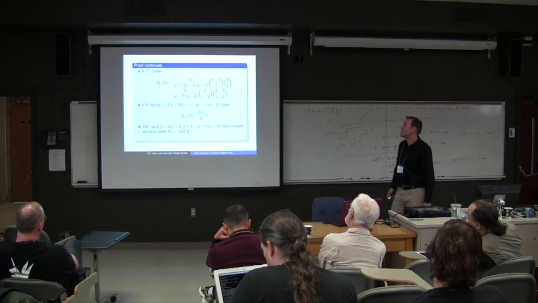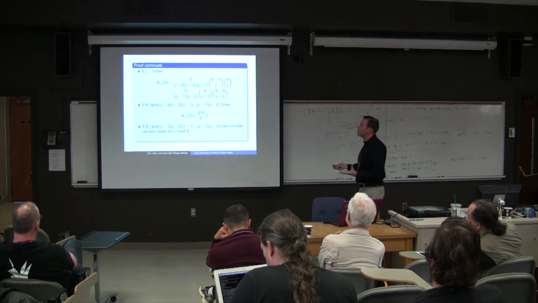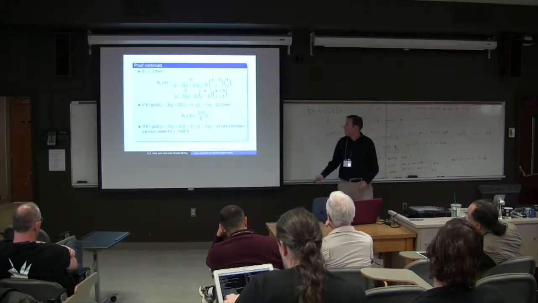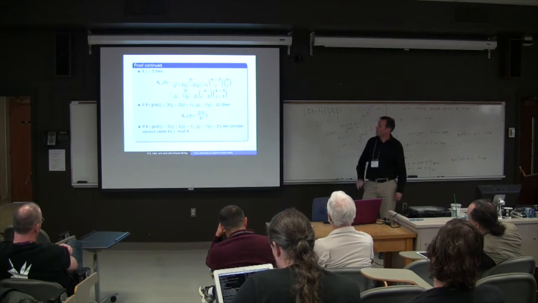The next case is a bit messier, but you do it for generic j, and then you write it in 2 different ways, use some Chinese remainder stuff, and do some case analysis, and you can still get that this thing has to be an integer.